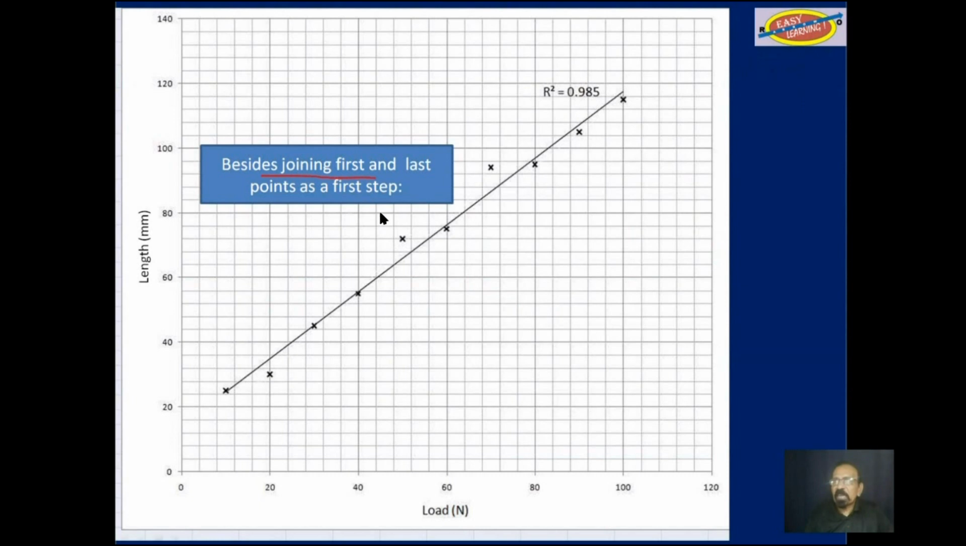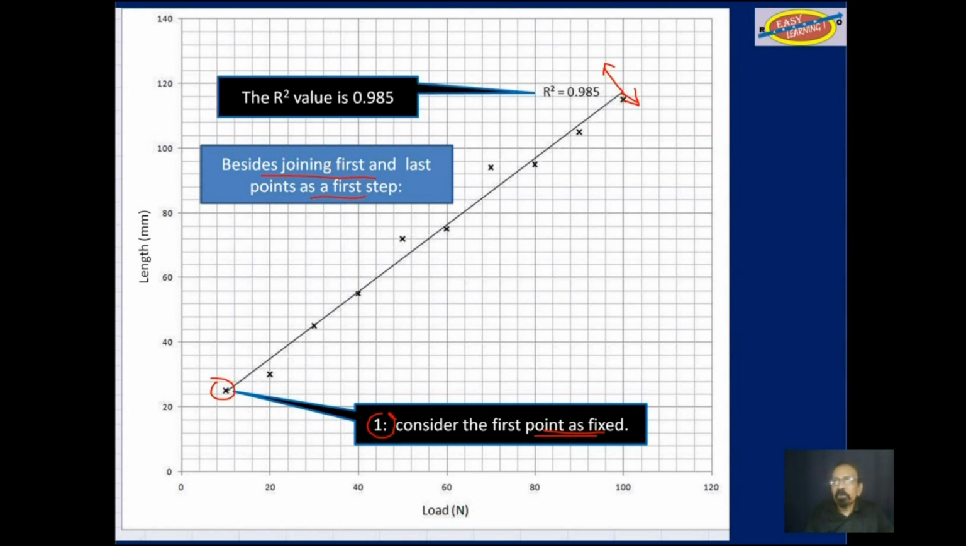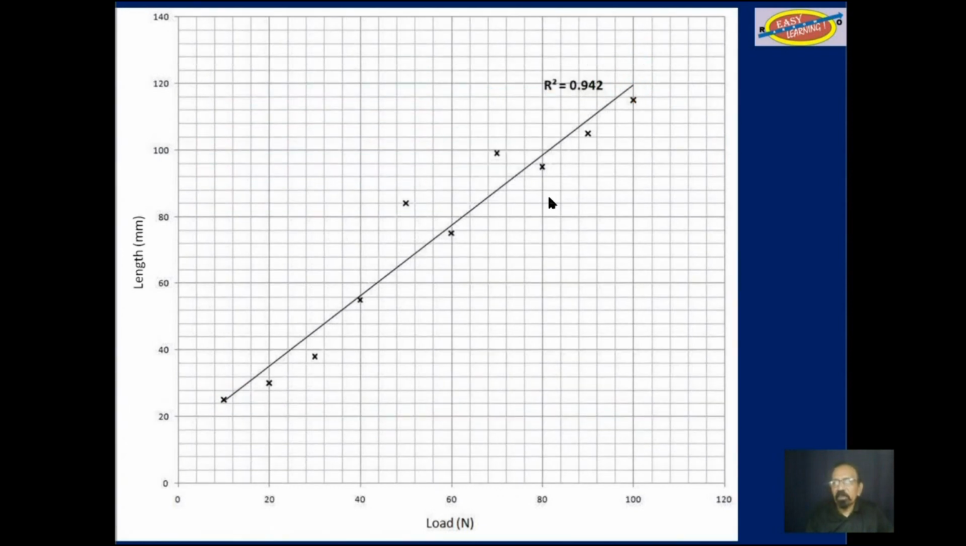If you join the first and the last point as a first step and it's not working out, what you can do is you can consider the first point as fixed. Consider this first point here as fixed, and then all you will have to do is move that point a little this way or that way until you get your line of best fit, as in the first example that we did. That is one thing you can do when you don't have a fixed point. And of course, this is computer generated, and we have a very good R² value here, 0.985.